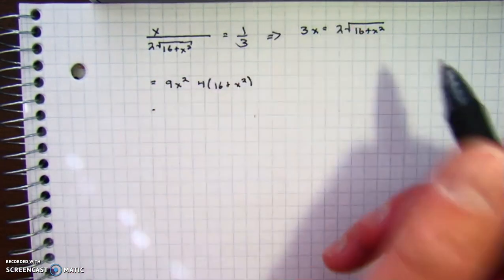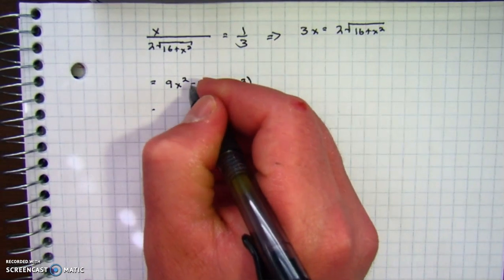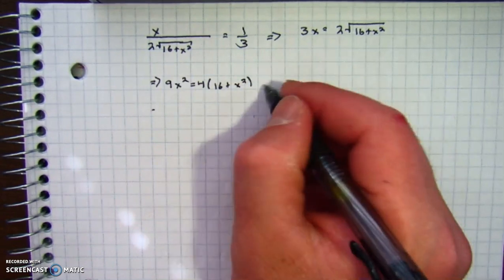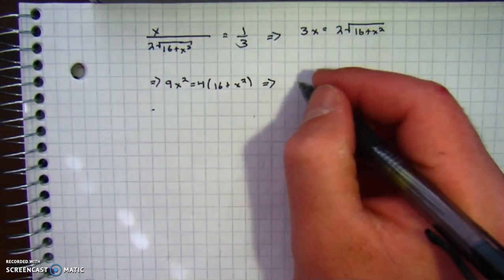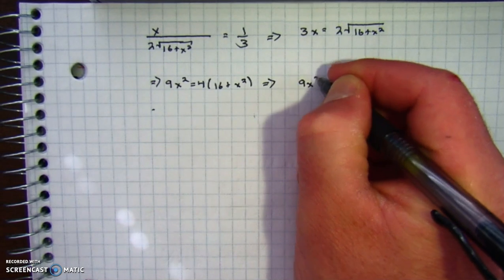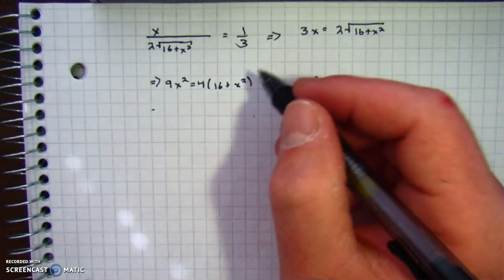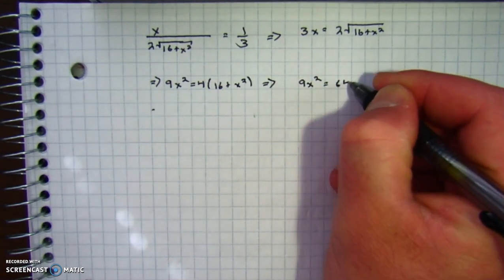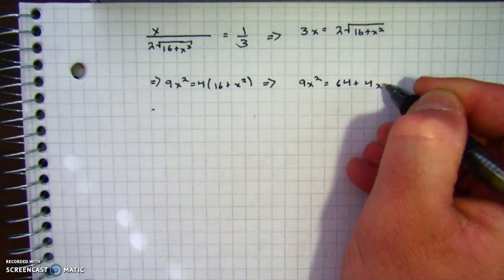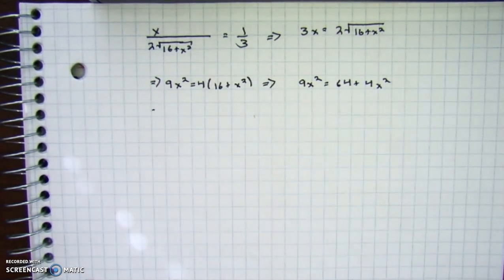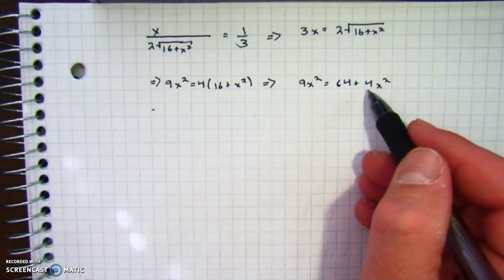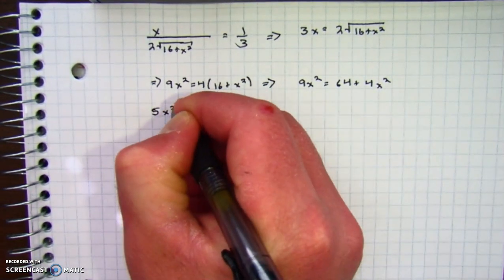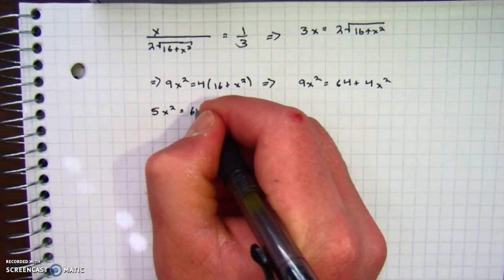Oh, yeah, actually, hang on. That's an equal sign right there. Okay. So let's go ahead and figure out what this is. So this side, 9x squared, stays the same. So I've got 4 times 16, that's 64, plus 4x squared. All right, we're getting there, slowly but surely. Let's subtract 4x squared from each side. So that's going to give me 5x squared equals 64.